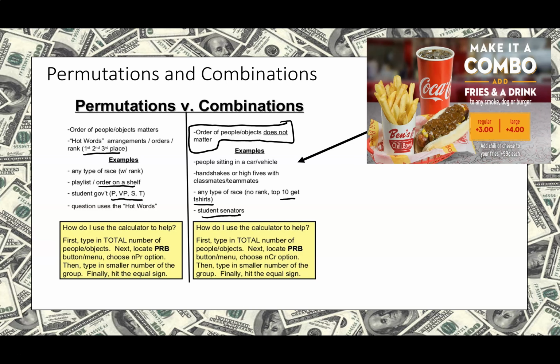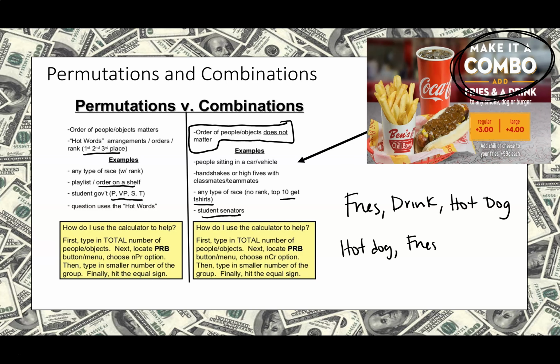All right, now what's the best way to remember this? I always remember the fact that if you get a combo at a fast food place, you're gonna get fries, you're gonna get a drink, and some sort of meal, let's say in this case a hot dog. Now, is that different at all from getting a hot dog and then fries and a drink? No, that combo is the same thing in any order. In other words, order does not matter for combos because it's the same thing. So that's how I remember that combinations are where the order does not matter.